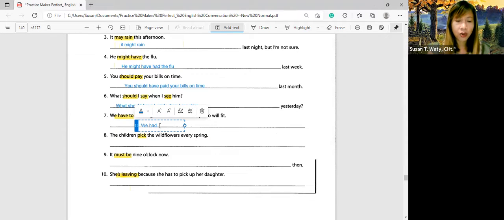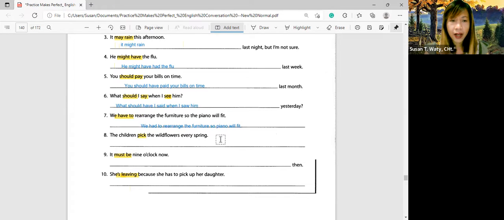We had to rearrange the furniture, so the piano would fit. Okay, there you go. Perfect.